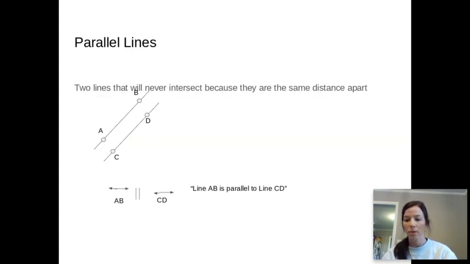So let's get started with the vocabulary that you learned with Miss White. The first word is parallel lines. These vocabulary words are imperative. You must know them in order to be able to do the tasks this week. So parallel lines are two lines that will never intersect because they are the same distance apart. So for example, right here, you see line AB is parallel to line CD. Do you see that right here?